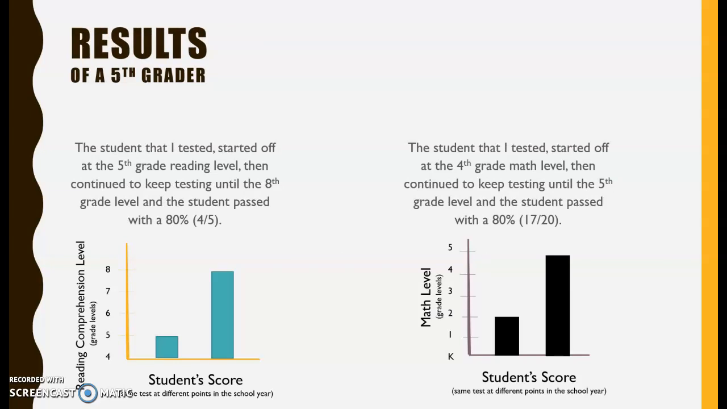So my results, for reading comprehension level, I started at 5th grade, which he is in, he just finished 5th grade, and he tested at the 8th grade level with an 80%. With his math grade, he is in 5th grade, but I started testing him at the 2nd grade level, and he couldn't pass the 6th grade, so I ended at the 5th grade level.